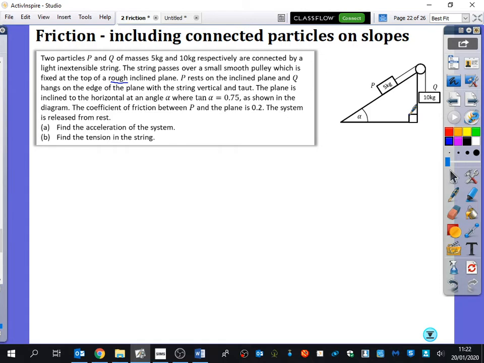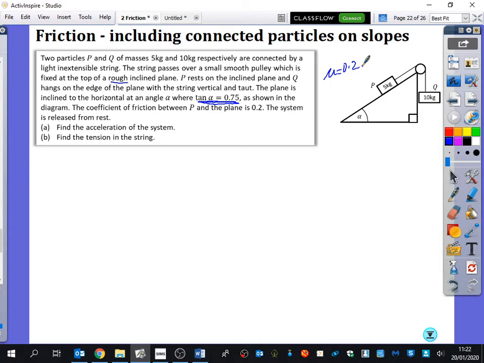The plane is inclined to the horizontal at an angle alpha where tan alpha is 0.75. As soon as you see that, we should be thinking of some other things, as shown in the diagram. The coefficient of friction between P and the plane is 0.2. The system is released from rest. Find the acceleration of the system and the tension in the string.